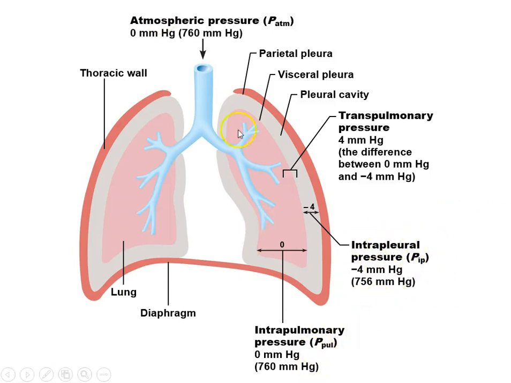Comparing these two, they're equal, so I wouldn't expect any net movement of air. If the intrapulmonary pressure was 764, the pressure in our lungs would be high compared to the pressure outside, which would be lower. Air would move out. We would be exhaling. If the intrapleural pressure was 764, our lungs would be collapsed.